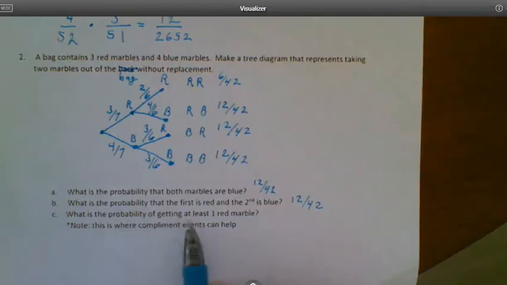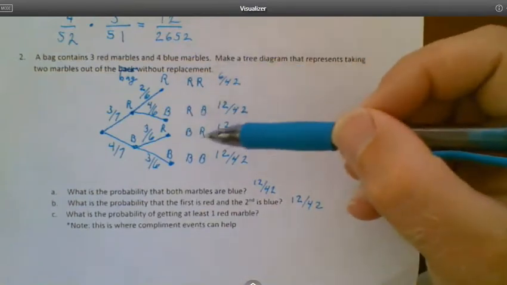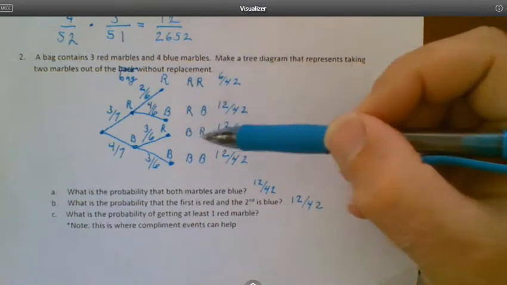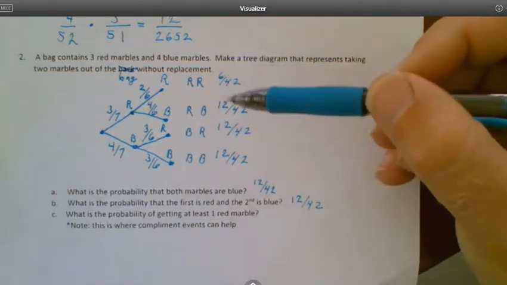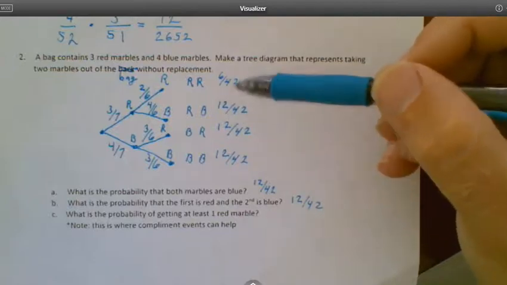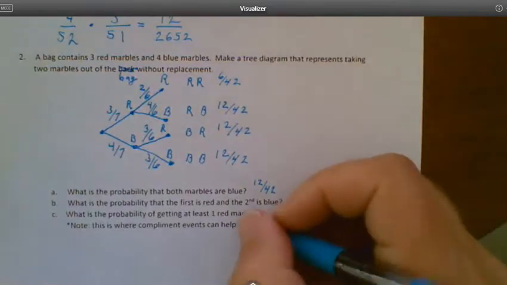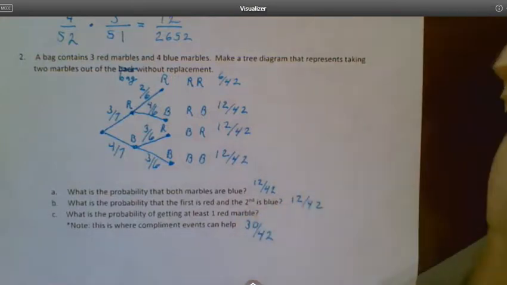What's the probability of getting at least one red marble, right? At least one red. So that's these three right here. All we'd have to do for those is simply add up the winning options. So if I did this plus this plus this, what's that up to? 30 out of 42. And we got our probabilities.